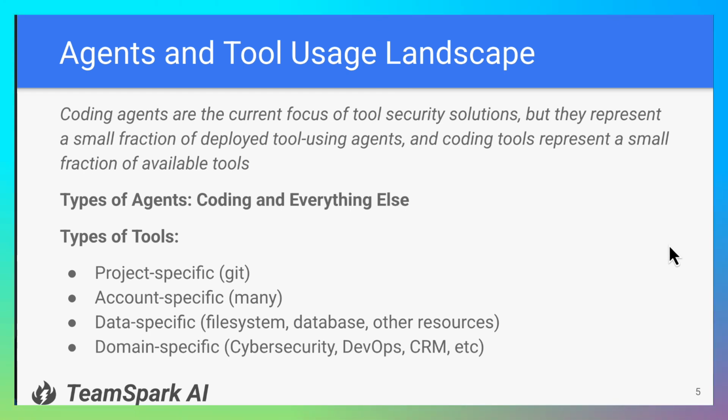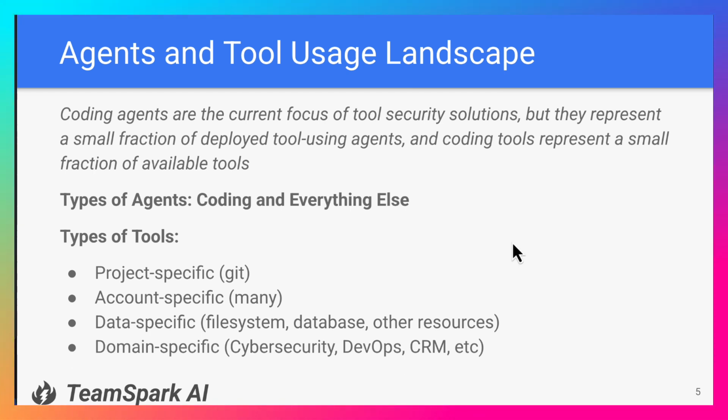There are a lot of ways to slice and dice this, but there are project-specific tools, like, for example, Git, or maybe an account-specific tool. There's lots of those where you have an MCP server that talks to some SaaS or some other API server that you have an account on that may have some scoping. There's data-specific tools that talk to the file system or databases or other resources, and those can be scoped differently. So you might have a file system tool where you tell it you can have access to the whole hard drive, or you might have a file system tool where you say you only can see this subdirectory on the hard drive. And then we have domain-specific tools.